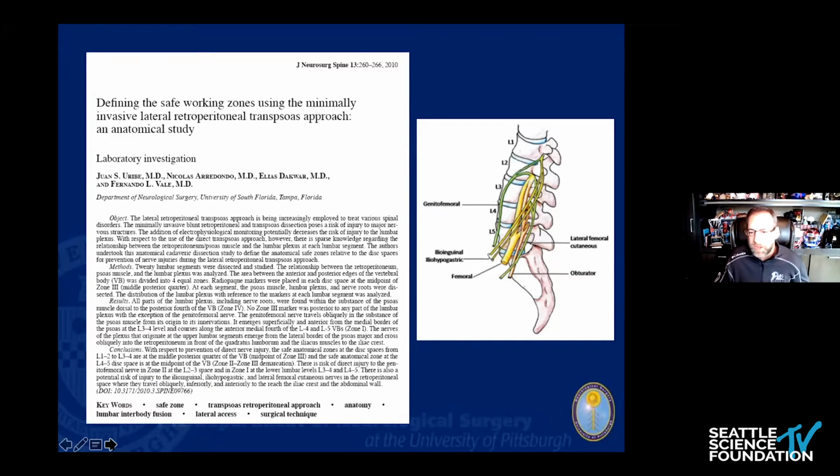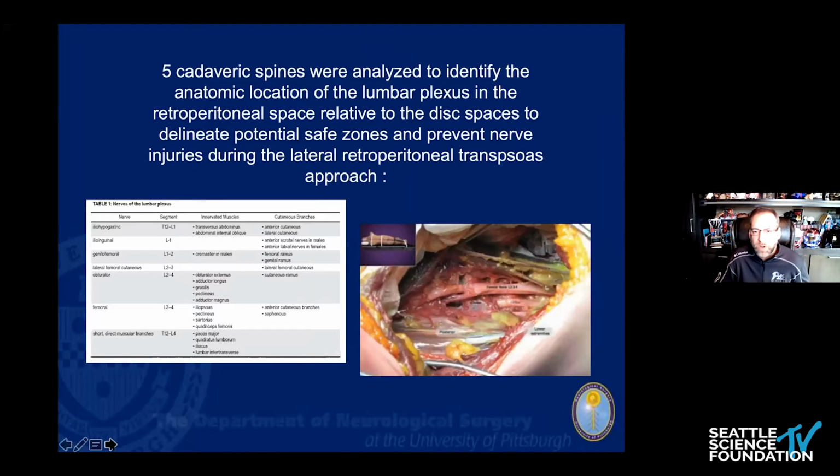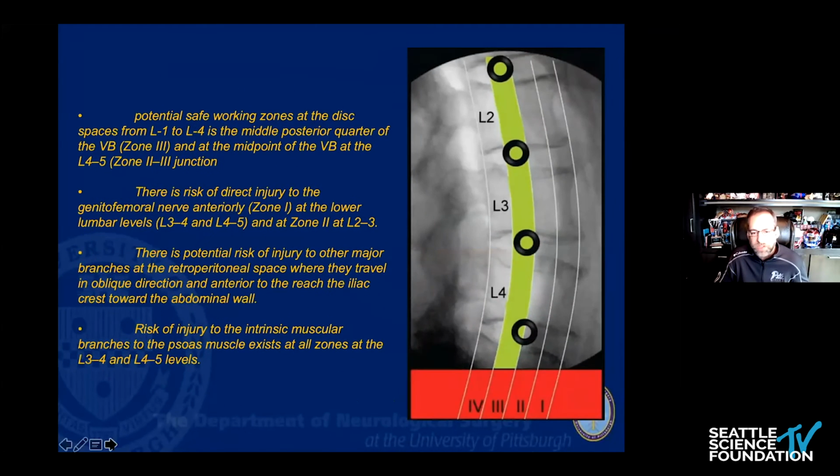Uribe has helped us with numerous studies. This is one of his original cadaveric studies where he looked at the cadavers and helped us determine the safe zones. Again, pointing out that in zones 1 and 2, you're more likely to come across the genitofemoral nerve.